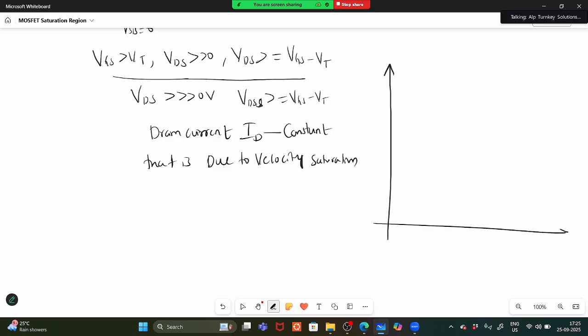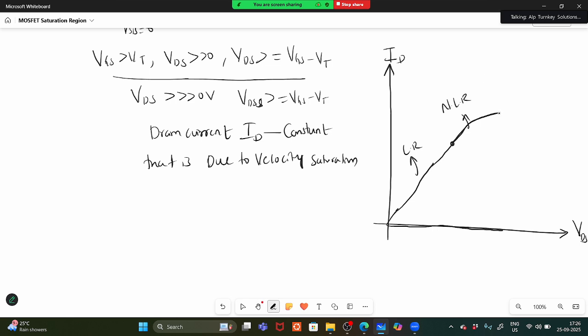Okay, so if you draw the characteristics, ID with respect to VDS, this is VDS and this is ID. We already saw that first this is the cutoff region, and here this is the linear region. After some point, what happens? The rate at which the drain current increases will decrease. That is the non-linear region. This is the linear region, and this is the non-linear region.